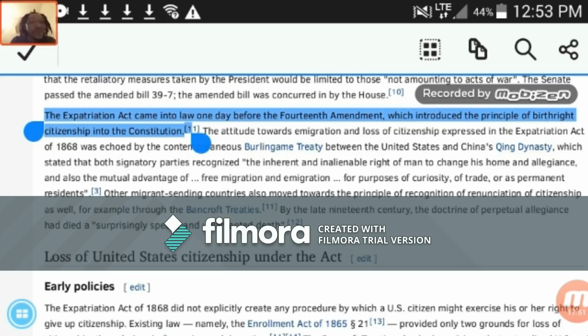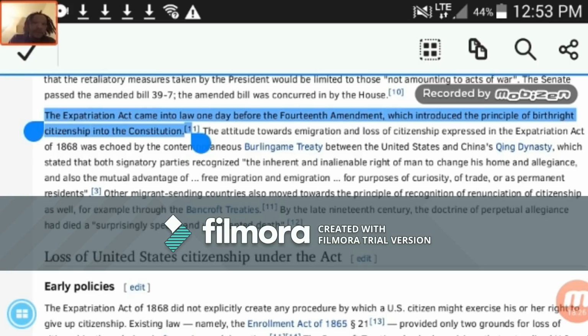Just, you had to be a free white person, or you had to be naturalized. But they introduced birthright citizenship into the Constitution. They had to do this. Now, the thing is, the Constitution is the supreme law of the land. Now, if they wanted people to come over here and just get citizenship, the Europeans had to come over here and be naturalized. They couldn't just be born over here and get citizenship.